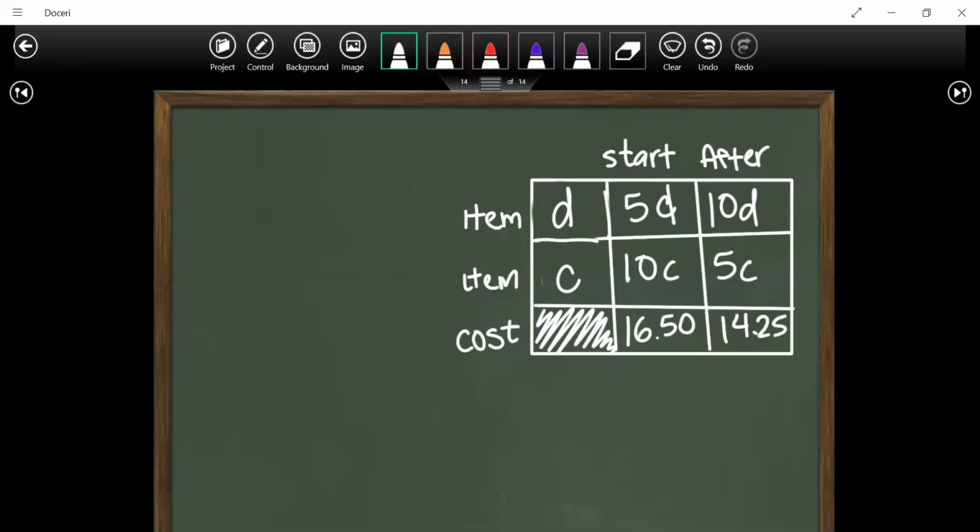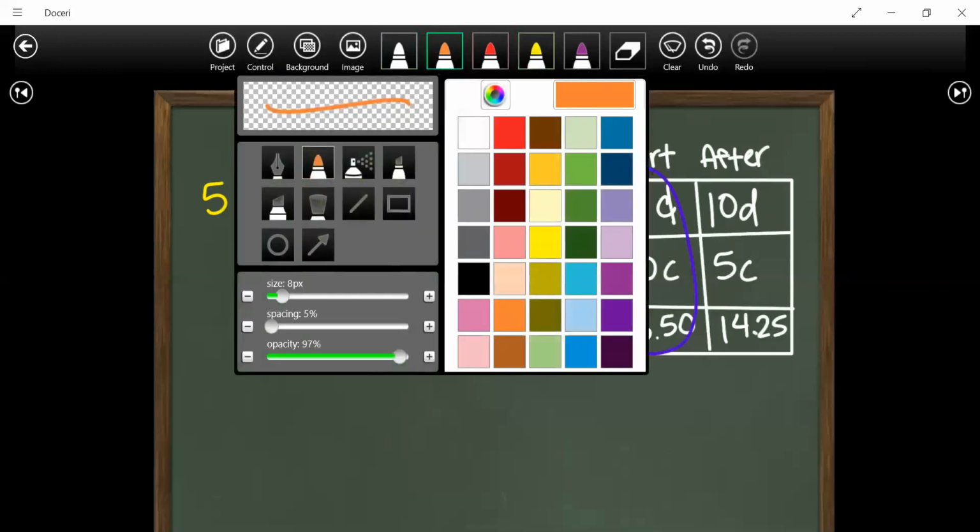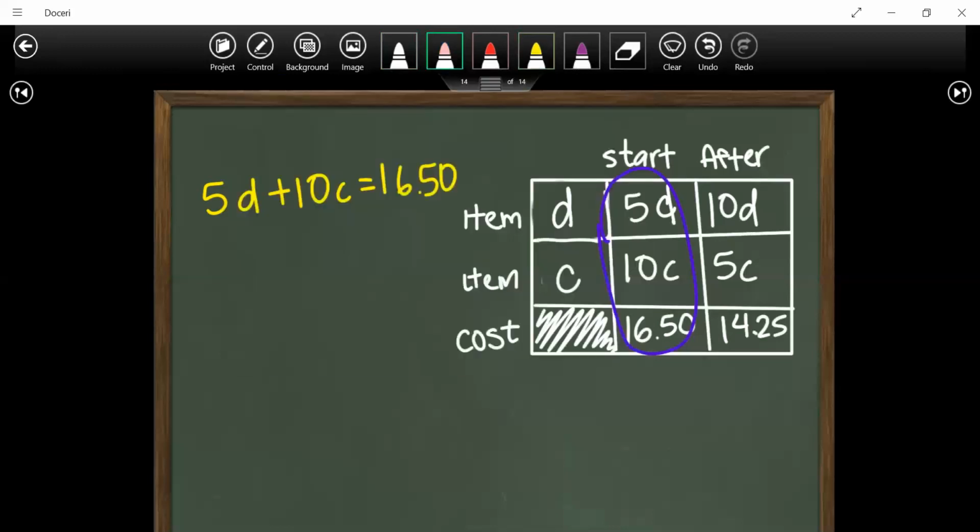Okay, so our columns here are going to be our equations. So these columns here, I need to give them a bigger color. So this will be 5D plus 10C is going to be equal to 1650. And then our other one, let's do it in pink, fancy pink. The other column here, 10D plus 5C is going to be equal to 1425.